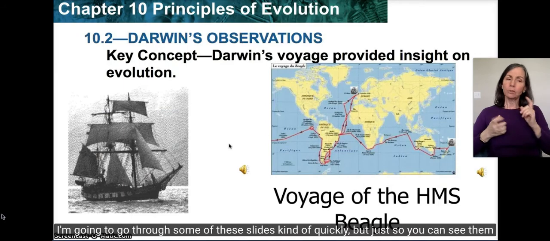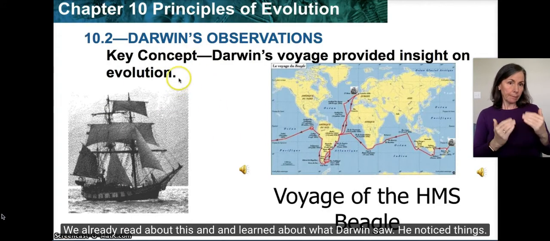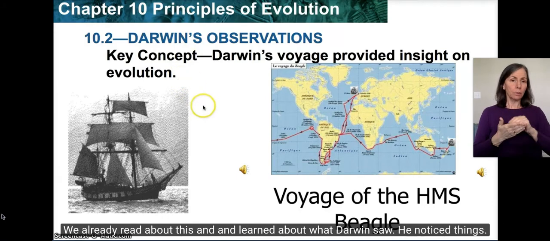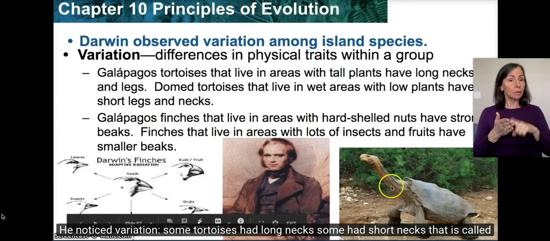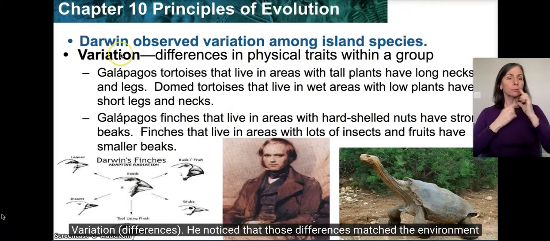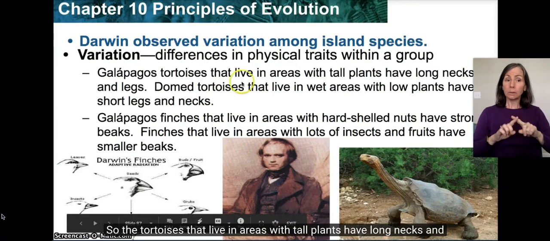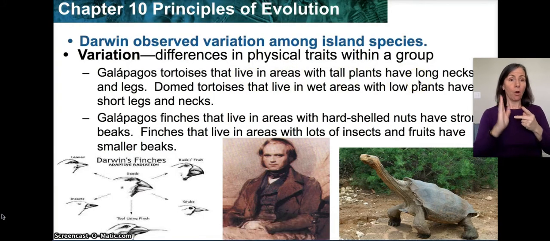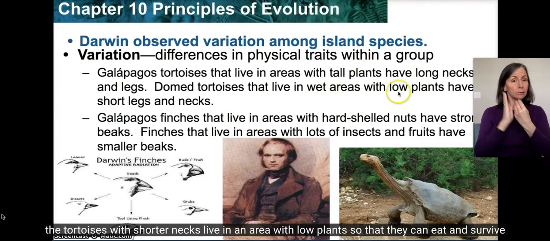I'm going to go through some of these slides kind of quickly, but just so you can see them. We already read about this and learned about what Darwin saw. He noticed things. He noticed variation. Some tortoises had long necks, some had short necks. That is called variation, differences. He noticed that those differences matched the environment. So the tortoises that live in areas with tall plants have long necks, and the tortoises with shorter necks live in an area with low plants so that they can eat and survive.